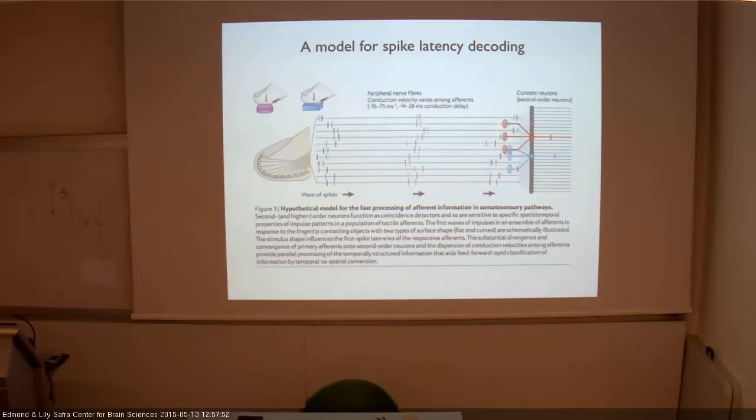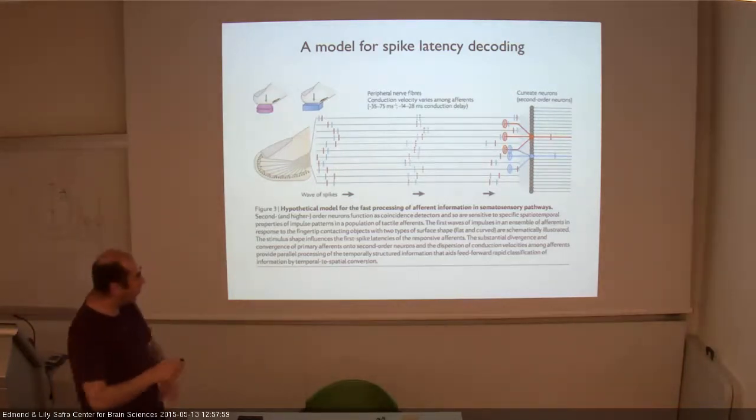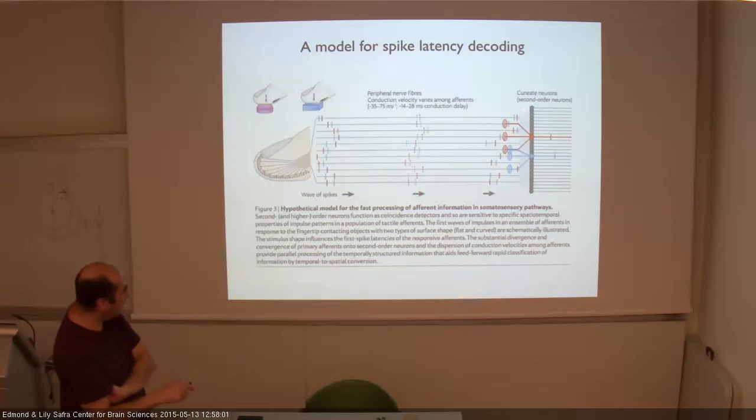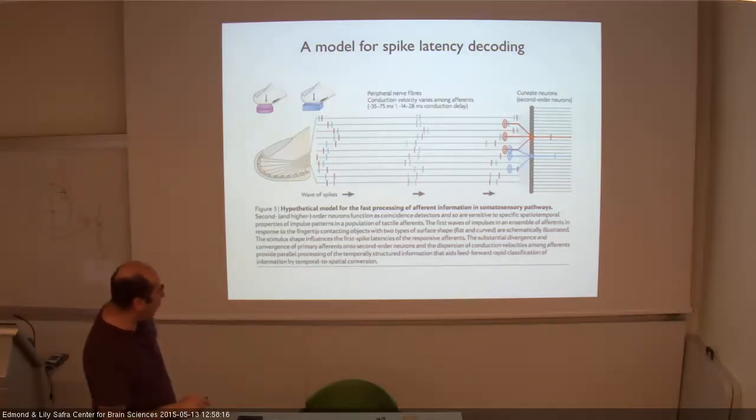Now, when you go to the first place where you have integration, when you have convergence of input, you can think about these neurons as an array of neurons, each one of them receiving input from some, but not all, of the presynaptic fibers. So what's the difference between them? This neuron will get input from these three fibers, and this one will get input from these three fibers.